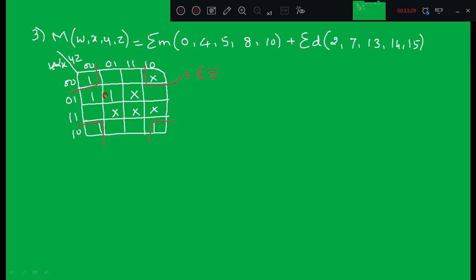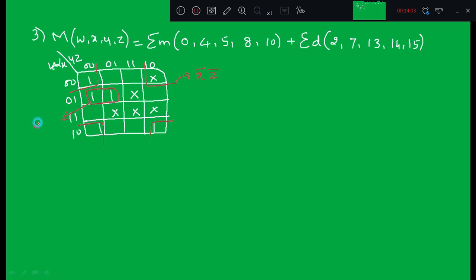Can I group 4 cells? No, because I don't have a don't care here or 1 here. If I had, then I could make a 4 cells grouping, right? Now this one can be grouped with this one, but I am covering only a single one. This one can be grouped with this don't care, again covering only a single one. So what I'll do, I'll put these two in one group. This is the only grouping which is possible to cover all these 5 ones.